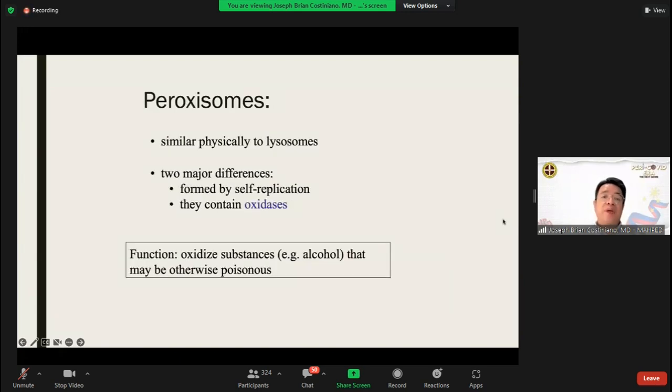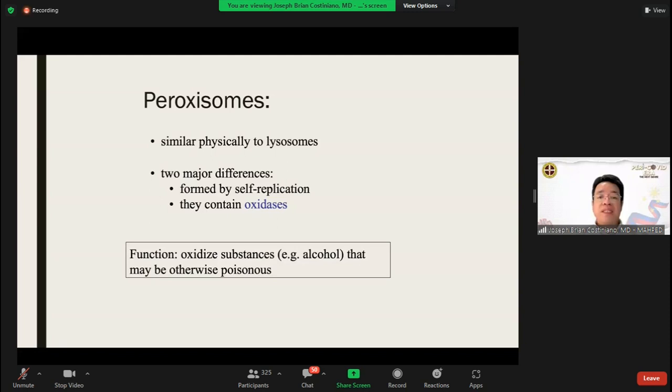Okay. Peroxisomes. Ano ba yung peroxisomes? From the word itself, oxisomes, no? So they contain oxidases. Okay? They contain oxidases. So lysosomes, usually bacteria degradation.